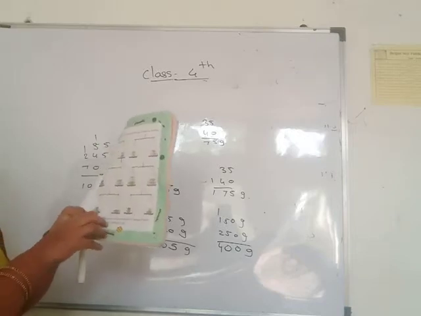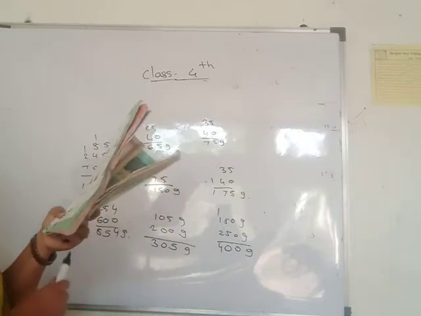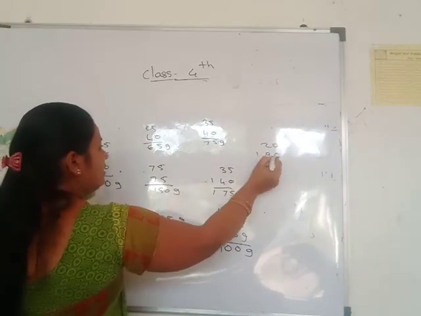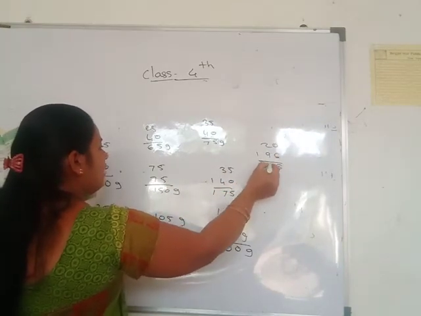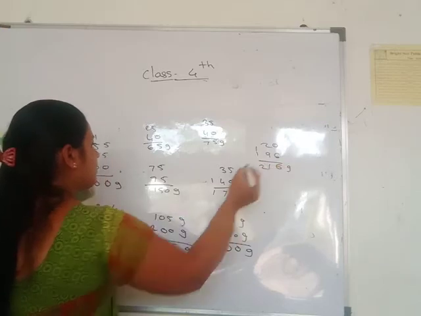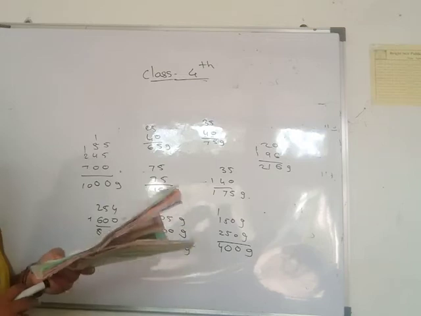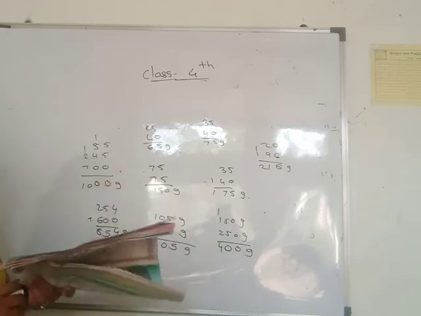The next ones, you see here 20 and here 196 gram. 20 and 196 means 260 gram. And next one here 170 gram, so this first balance goes down.